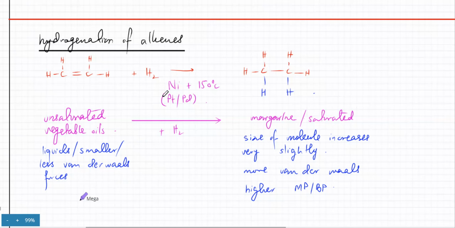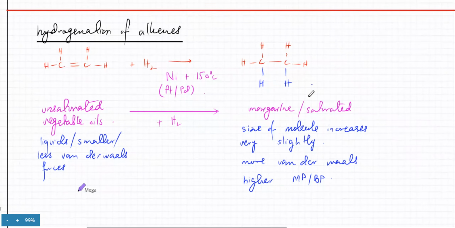So that's how you solidify it. Margarine is a replacement for butter. So butter is harder to get. Vegetable oils are easier to get because you just have to crush vegetables, seeds of vegetables, and you can extract oil from it. So this was the alternative to butter that's obtained using hydrogenation.